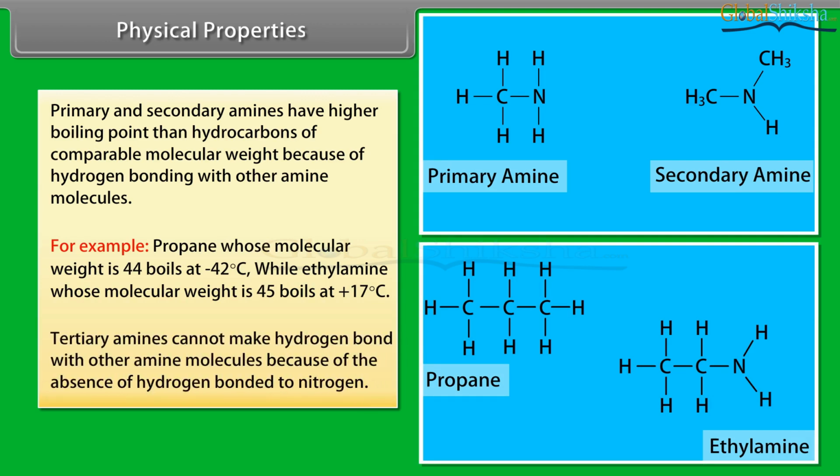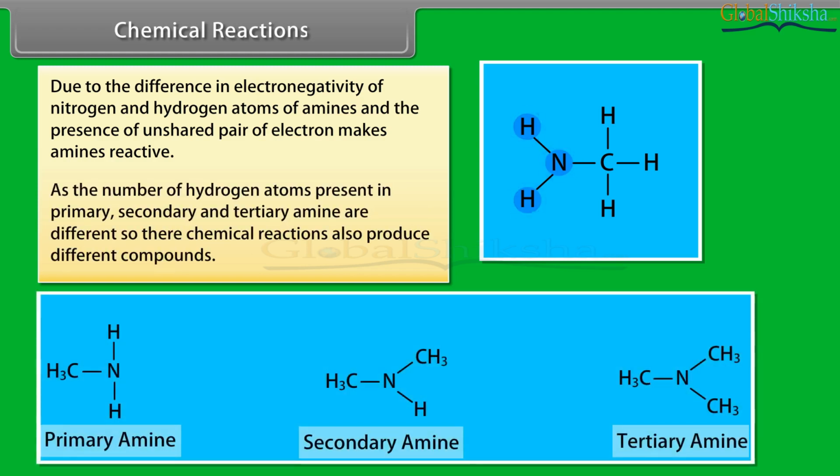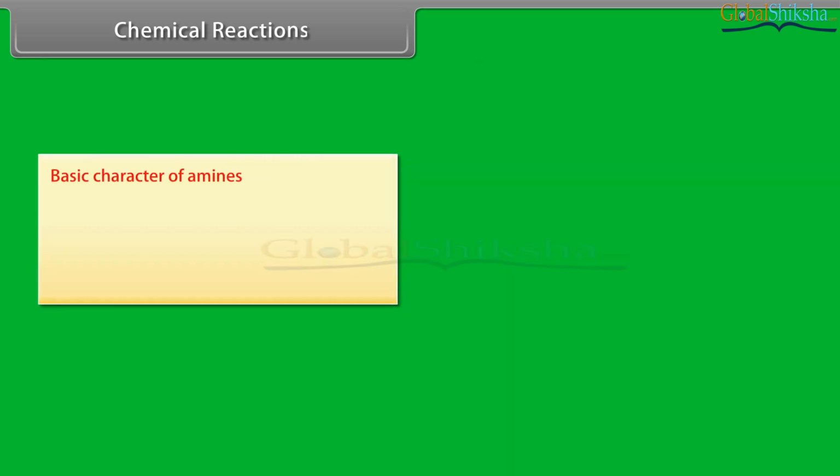Tertiary amines cannot make hydrogen bonds with other amine molecules because of the absence of hydrogen bonded to nitrogen. Chemical reactions. Due to the difference in electronegativity of nitrogen and hydrogen atoms of amines and the presence of an unshared pair of electrons, amines are reactive. As the number of hydrogen atoms present in primary, secondary and tertiary amines are different, their chemical reactions also produce different compounds.